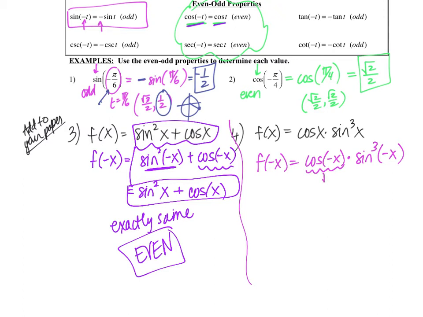Cosine is even. So when I take the cosine of negative x, I still get the cosine of x, no problem. Now, sine is odd. So this means when I take the sine of negative x, I'm taking negative sine of x. And then I'm taking it to the third power. So if I have a negative value taken to the third power, it stays negative. Therefore, this is negative sine cubed of x.